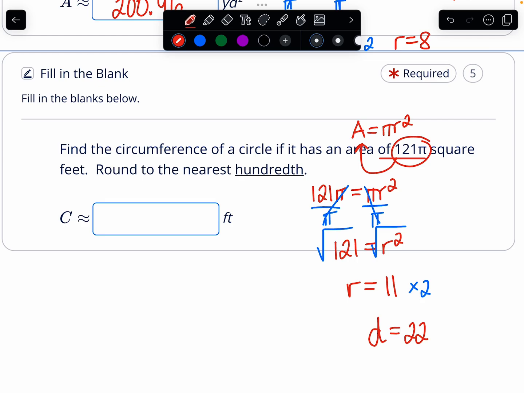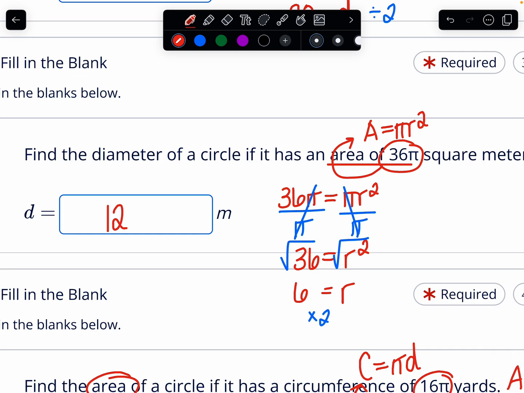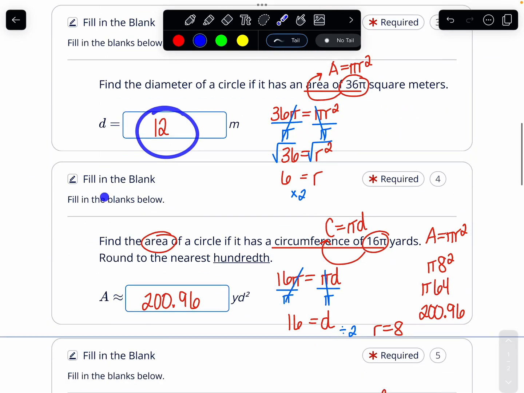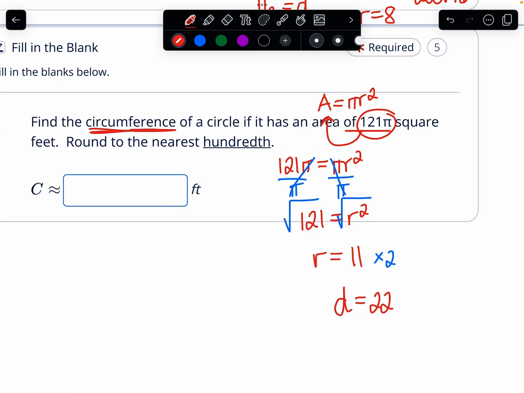Now, why am I doing that? Well, that's exactly what we did in this problem, right? We divided by pi, and we square rooted, and we got our radius to be 6, and we said that the diameter would be double that. Well, this problem is just an extension of that one. It asks us for the circumference, and the circumference formula is pi times diameter. So that's why I'm using 22 instead of 11. All I have to do is plug the 22 in for the diameter, and 22 times pi is 69.08. So the circumference would be 69.08.